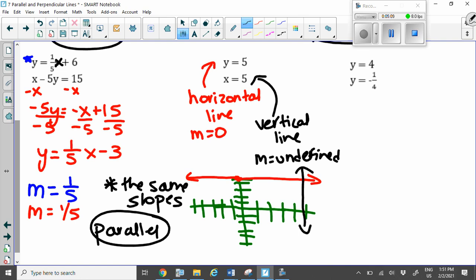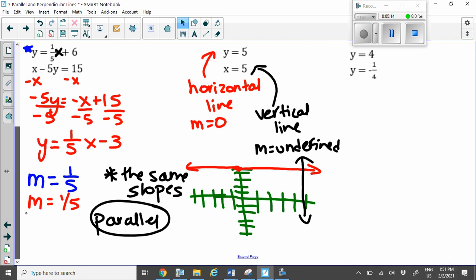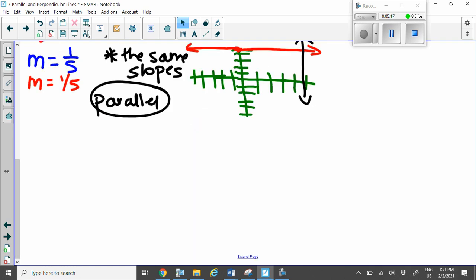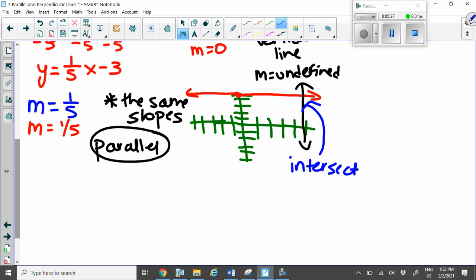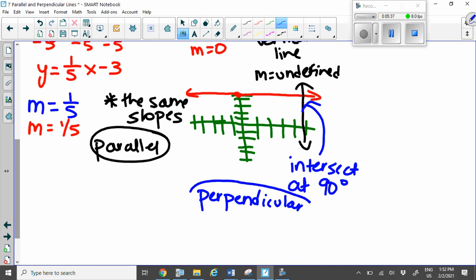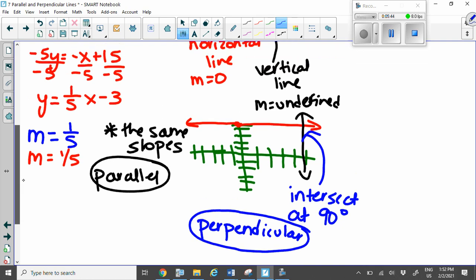Notice they do intersect, and really they would intersect at 90 degrees. So this kind of goes back to our geometry, right? When we intersect at 90 degrees, what does that mean? Well, that means they are perpendicular, since they intersect at 90 degrees, okay? So anytime you have an x equals and a y equals, they will always be perpendicular because they intersect at 90 degrees.